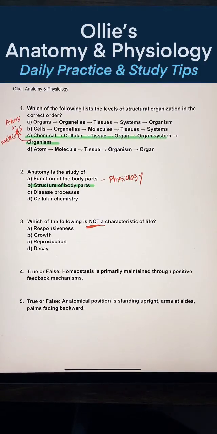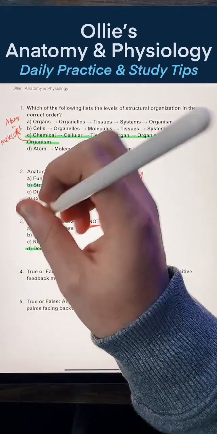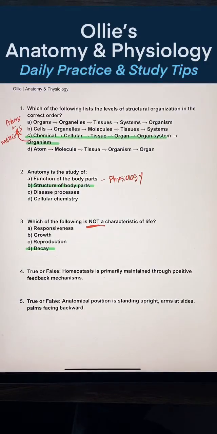Number 3, the answer is D. This is decay. So life is characterized by responsiveness, growth, reproduction, metabolism, etc. Decay is a process of breakdown and more associated with death, not life.